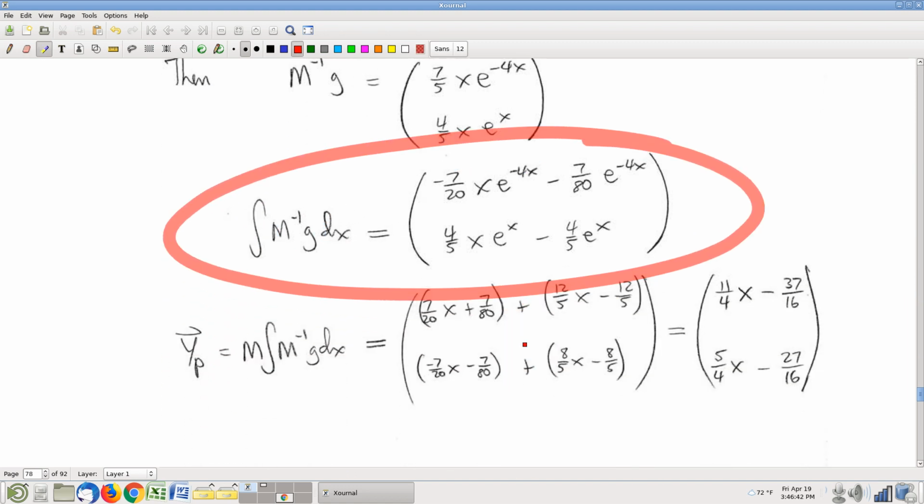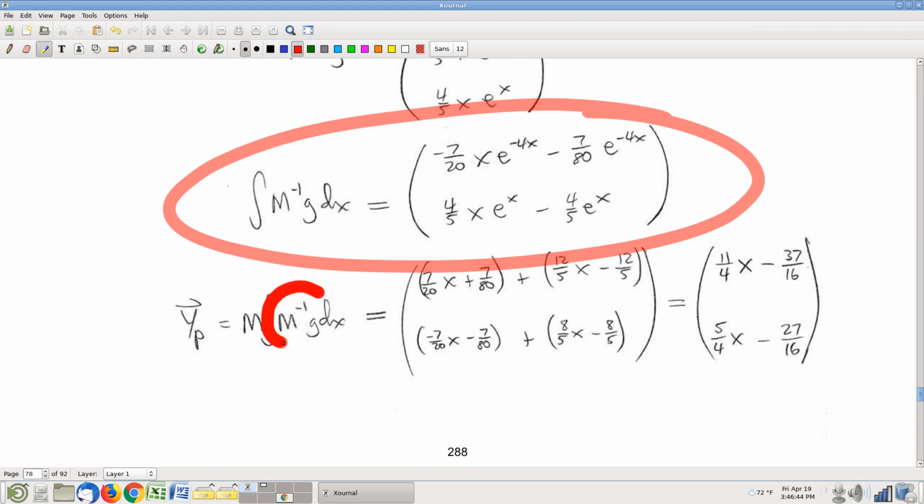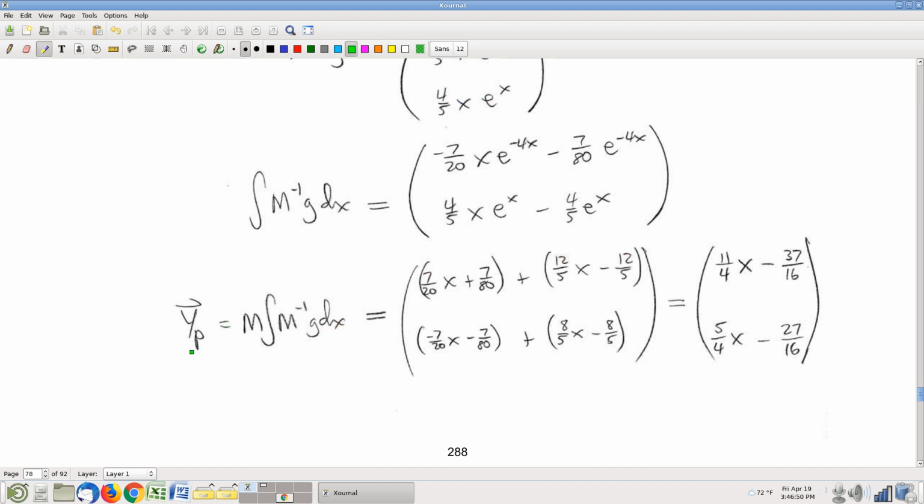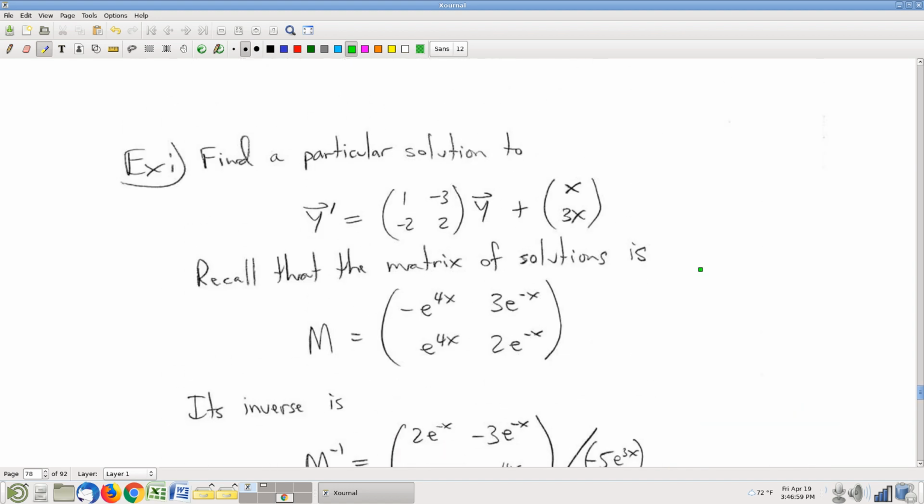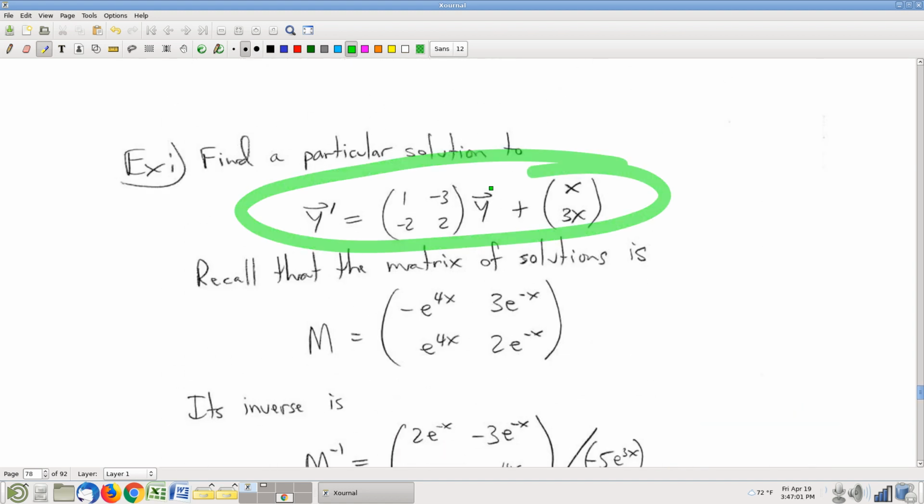And lastly, we got to multiply that antiderivative times M, that original matrix that we had up there in the first place. And again, it's just a bunch of algebra: multiply, collect terms, etc. And there's your solution, and that is, in fact, a particular solution to the original non-homogeneous equation. Everybody okay?